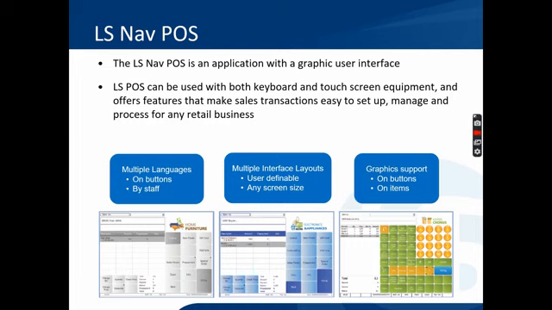And also for the graphics support, you can put some images on the buttons and on the items, so you can differentiate. It gives you the visualization to differentiate different buttons and different items. Okay, so the LS POS can be used with both keyboard or touchscreen equipment, and offers features that make sales transactions easy to set up, and it's easy to manage your sales process for the retail business.